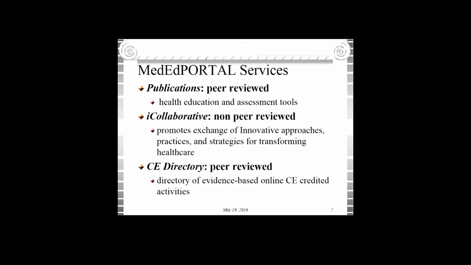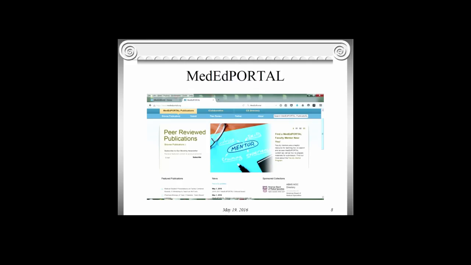iCollaborative is a non-peer-reviewed storage warehouse. Presentations, videos, educational sessions. The purpose, again, is to exchange ideas and further collaboration among healthcare professionals. The continuing education directory is to promote the availability of accredited continuing education activities in support of patient care, lifelong learning, relicensure, and maintenance of certification goals. Some of these have charges associated with them, depending on the institution who submitted the activity. It does provide practicing health professionals with the ability to quickly search, find, and access high-quality, accredited online courses.